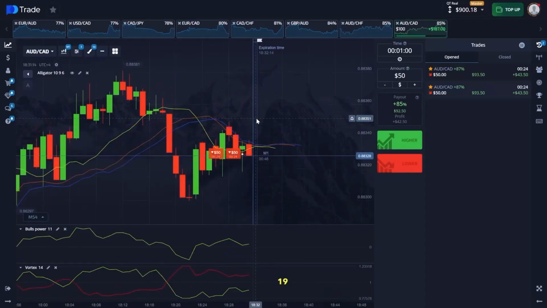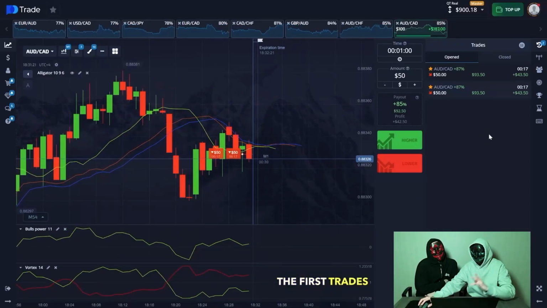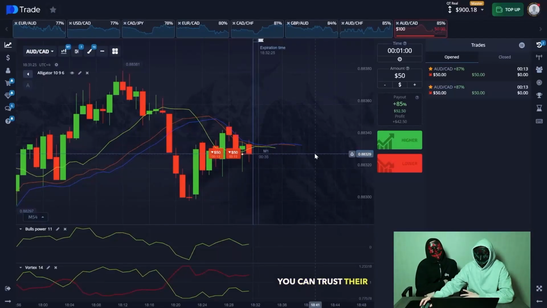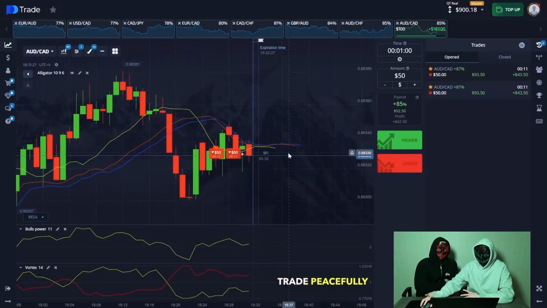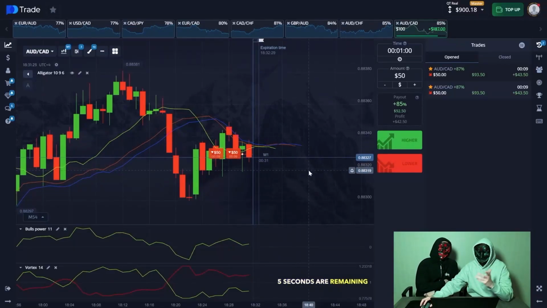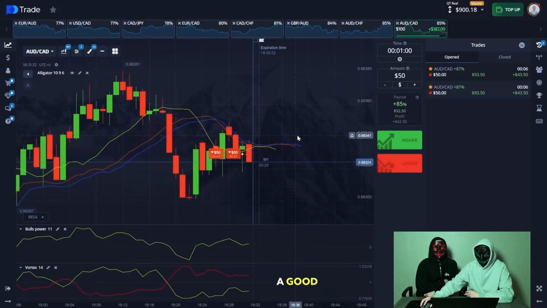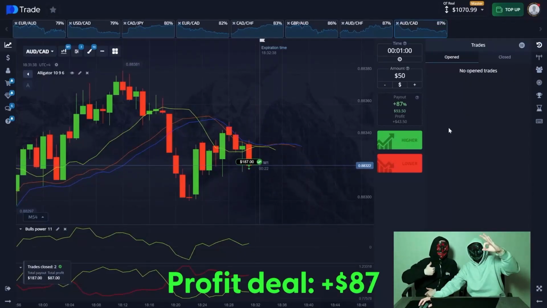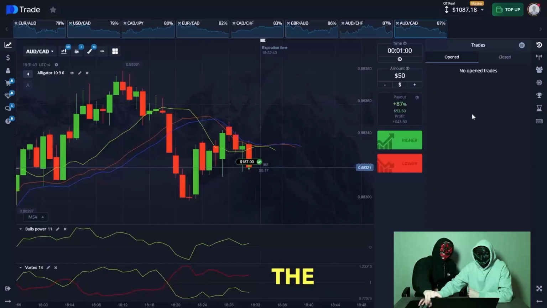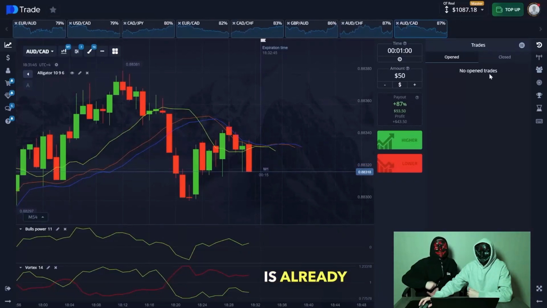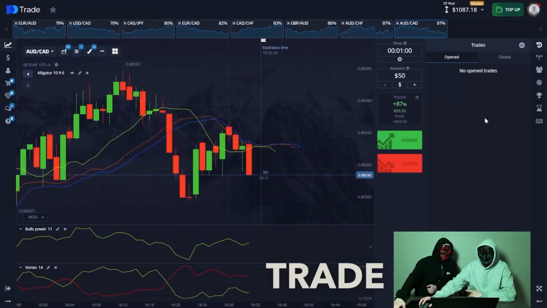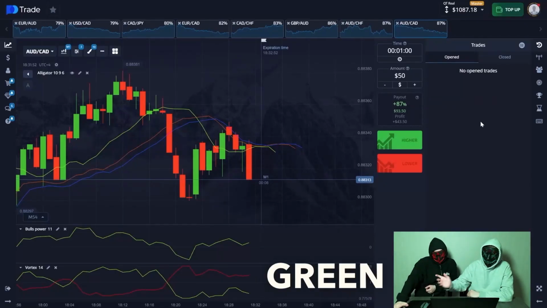So friends, 19 seconds are left. The first trades are mainly for testing so that we ensure our settings are correct. You can trust their reliability and trade peacefully as well. 5 seconds are remaining and we see that we have taken a good position, 3, 2, 1, and our trade has successfully entered profit. The first profit on our balance is already $10.87, a good start. We conducted a small test. The next trade will open red, a great deal, green.